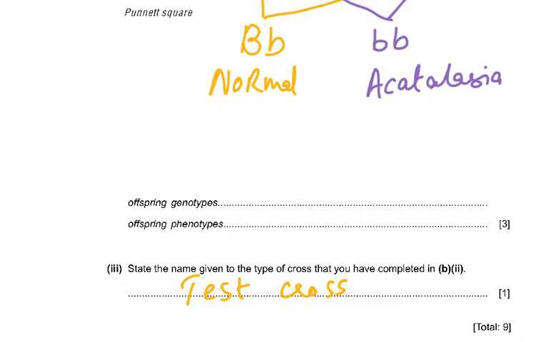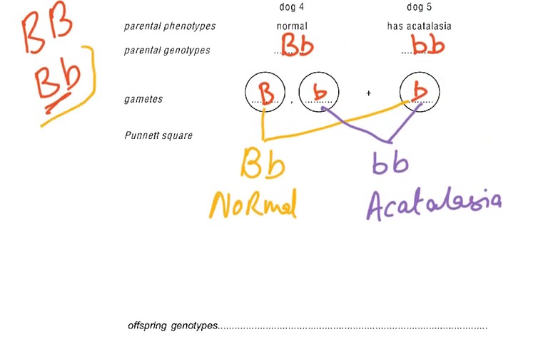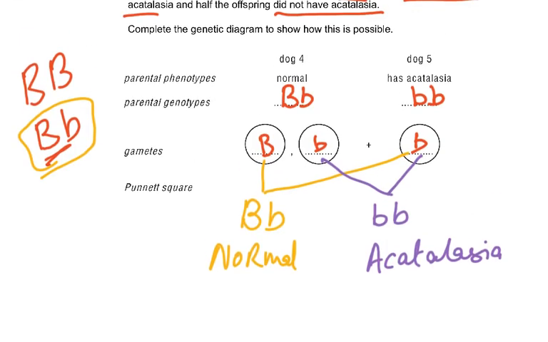A test cross is when you don't know whether the dominant one is this or this, and then you cross it with a known recessive. Then if it is this one, all will show the dominant trait. But if it is this one, then some will have the dominant trait and some will have the recessive trait. So this is what is called a test cross. I'm sure you're going to get a question on test cross.